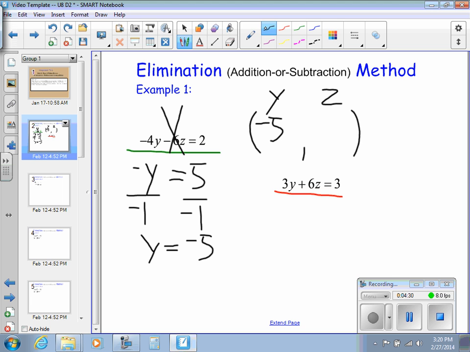Okay. So now I need to go ahead and solve this one. So I'm going to substitute. I have y equals negative 5, so I'm going to write 3 times negative 5. And I might add, I'm going to recommend when you're solving these problems that you actually write out the equation with the variables before you substitute. It'll help you stay organized. Now plus 6z equals 3.